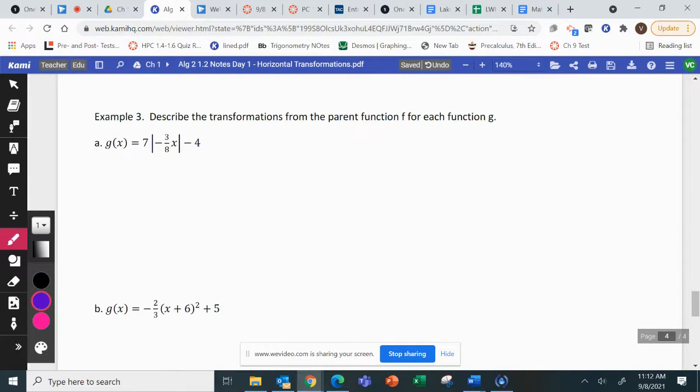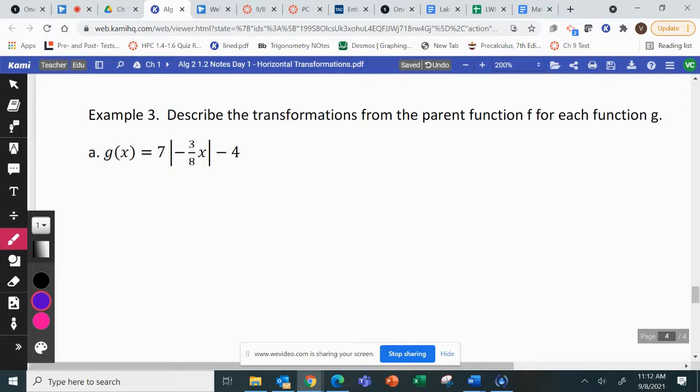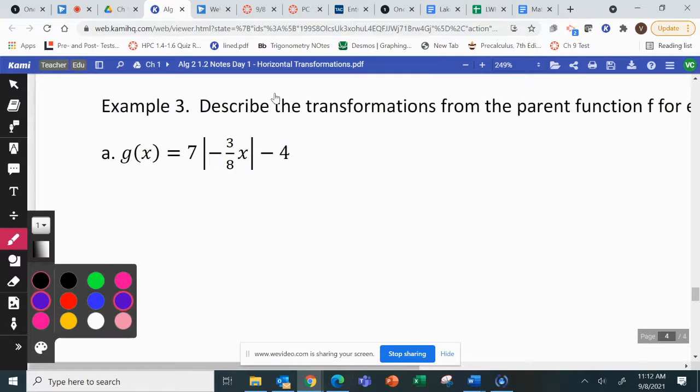Okay. Example 3, we're now going to describe transformations from the parent function to the function g. So we're going to look and see what's happening and describe it. You did some of this yesterday. I just have more transformations now. So I'm going to go left to right, and I'll color code them. So in purple, we're going to talk about the 7.